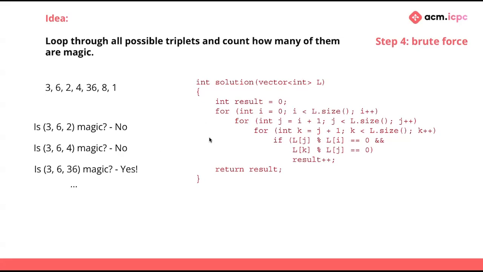So basically, let's step through it. First we check, is 3, 6, 2 magic? No, it's not. Then is 3, 6, 4 magic? No. Is 3, 6, 36 magic? Yeah, it is. So we add 1 to the result, and so on. So can anybody think of what time complexity this algorithm will have? This code on the right. Yes, it's n cubed.